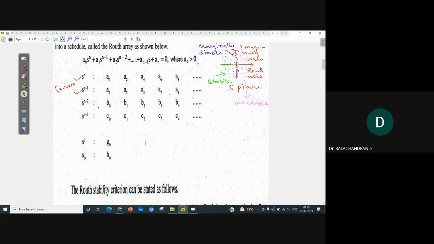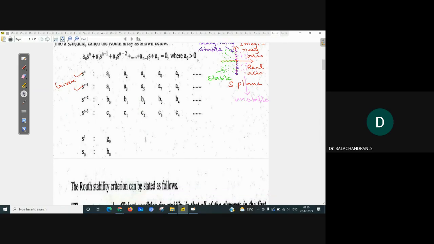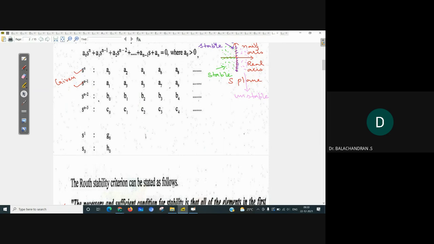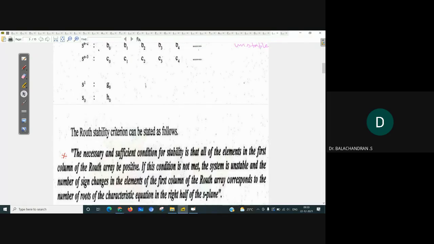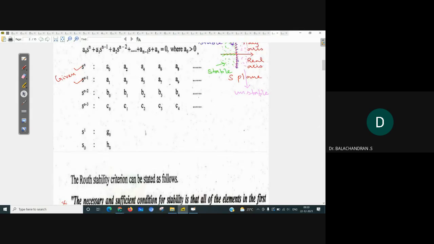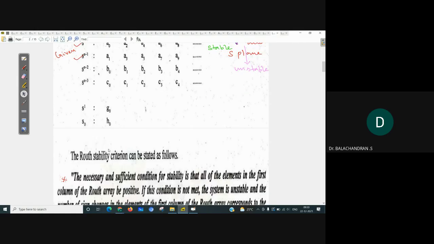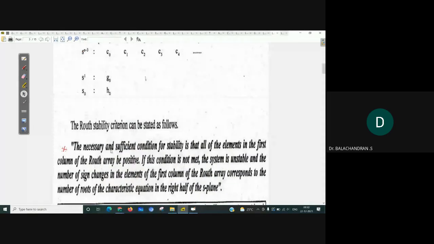The Routh stability criterion can be stated as follows. This is the necessary and sufficient condition. The necessary and sufficient condition for stability is that all the elements in the first column of the Routh array be positive. So what is the first column? This is the first column. It should be positive. So that is the necessary and sufficient condition.